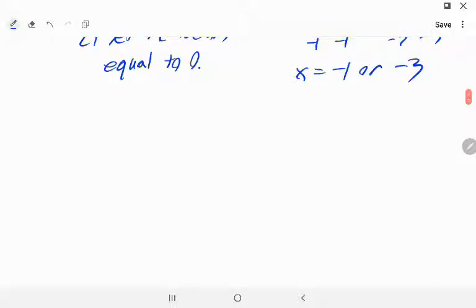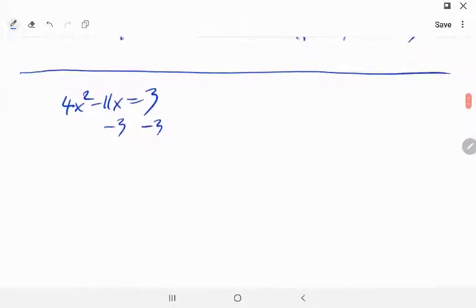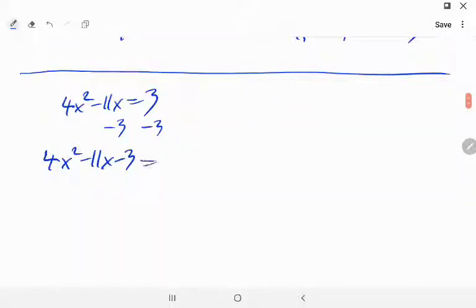So if we tried something like 4x squared minus 11x equals 3, we notice this isn't in the correct format yet. It's not set up as a quadratic equation, but we know it can be. We subtract 3 from both sides and get 4x squared minus 11x minus 3 equals 0. And now we can factor.